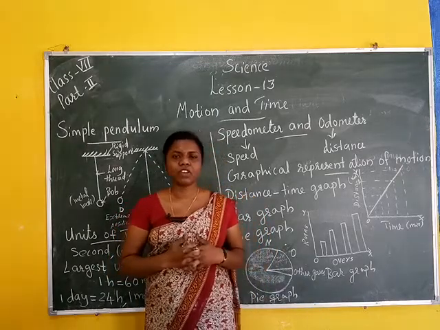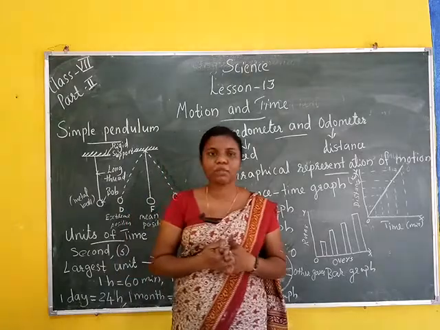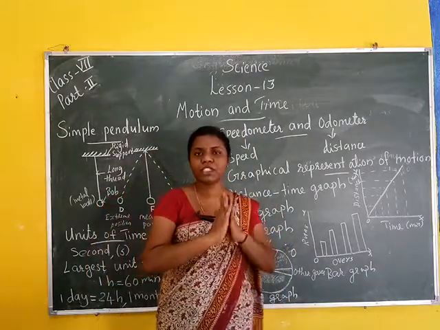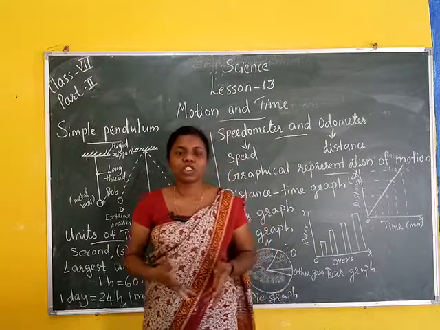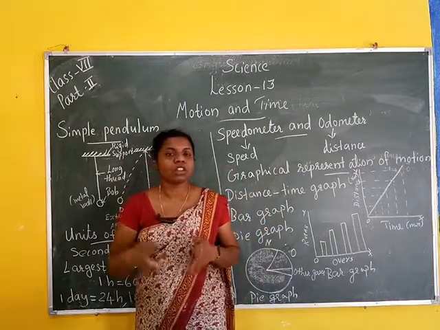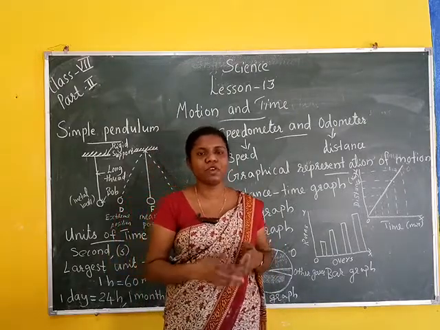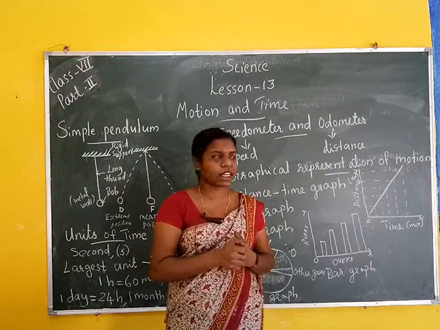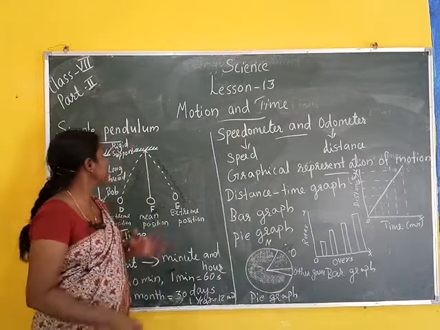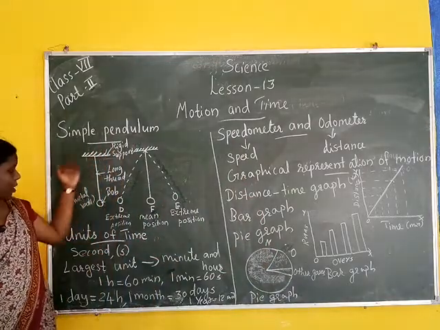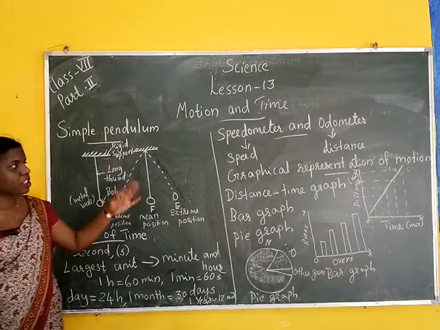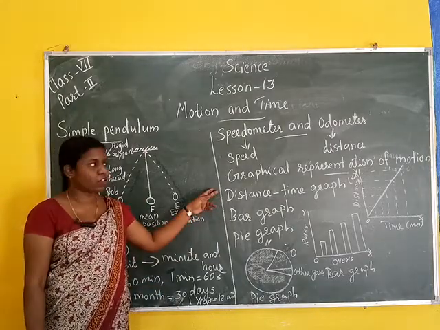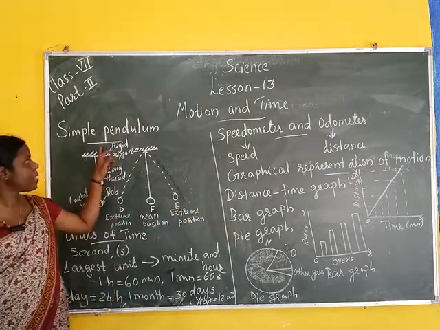Okay, welcome back to our class. This is the second part of lesson 30, motion and time. In the first part we already studied motion, different types of motion, slow and fast motion, uniform and non-uniform motion, speed, units of speed, etc. In this session we mainly study the simple pendulum, units of time, speedometer and odometer, then graphical representation of motion. First is the simple pendulum.